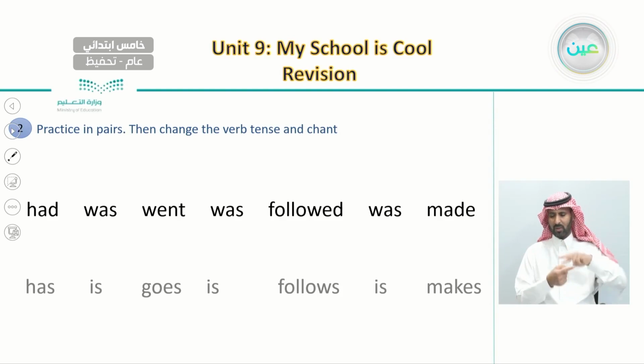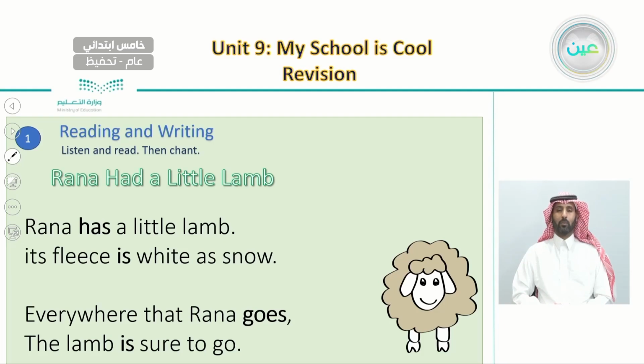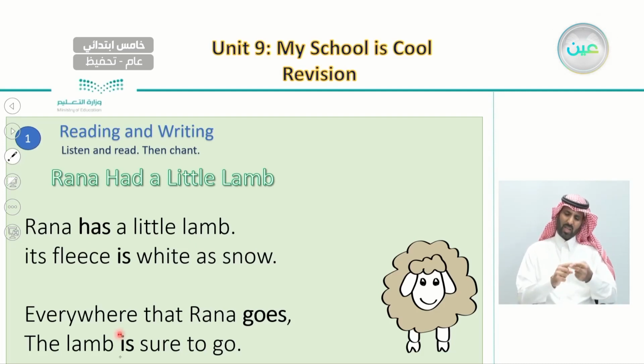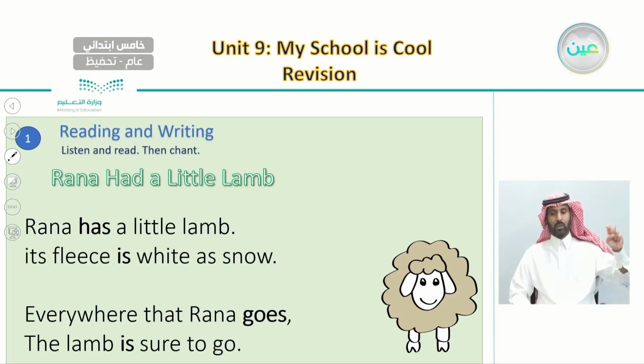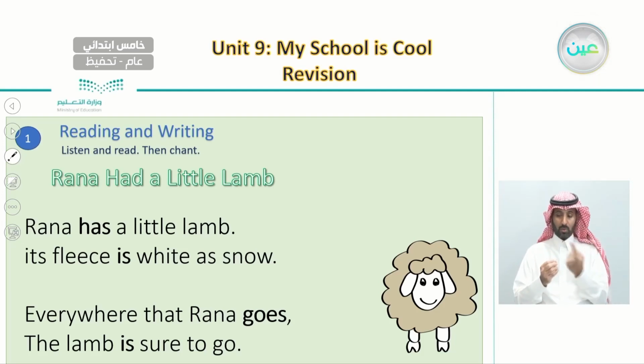Now let's read it again, but this time with changing these verbs. So here we will have the chant, the same chant, but with verbs, as you can see, in the present, not in the past. So I'm going to read it and I would like you to listen and also to follow with me. So the first part, Rana has a little lamb. Its fleece is white as snow. Everywhere that Rana goes, the lamb is sure to go.